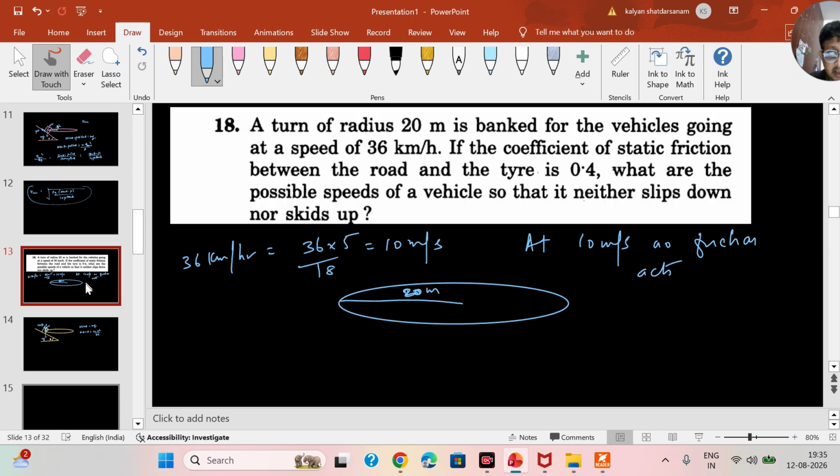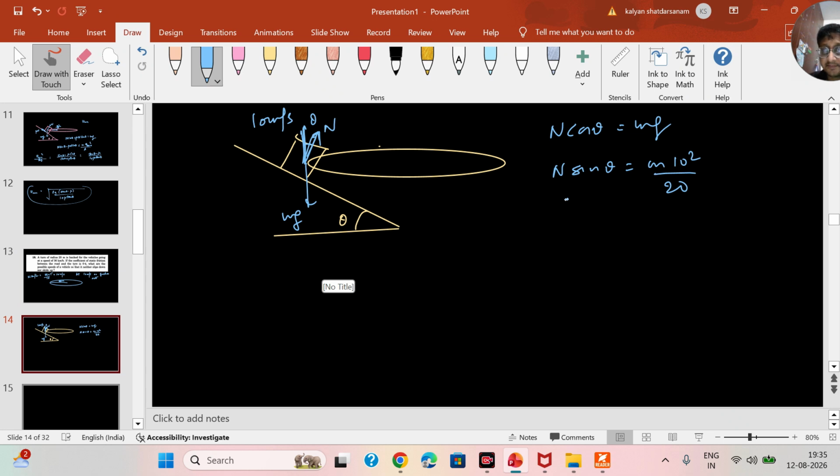Okay, radius is 20 meters now. v is 10. From here tan theta is 100 by 20 into g. I'll take g as 10, so it is 1 by 2. So I got the angle at which the road is banked. So the first statement, the road is banked for a speed of 36 kilometer per hour or 10 meter per second, means at that speed friction is not acting. Normal is providing the centripetal force. So I got the banking angle of the road.